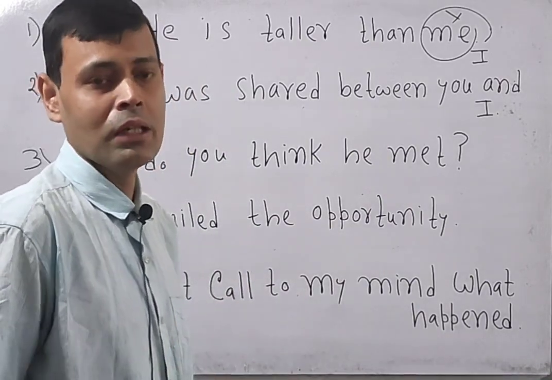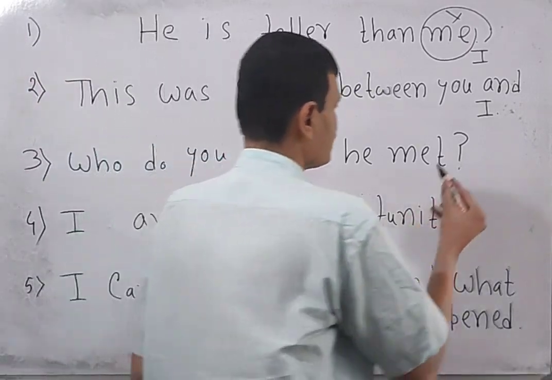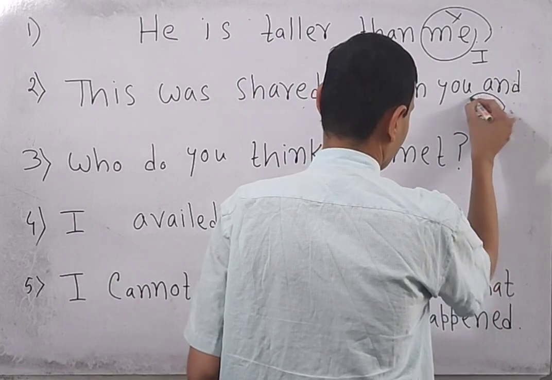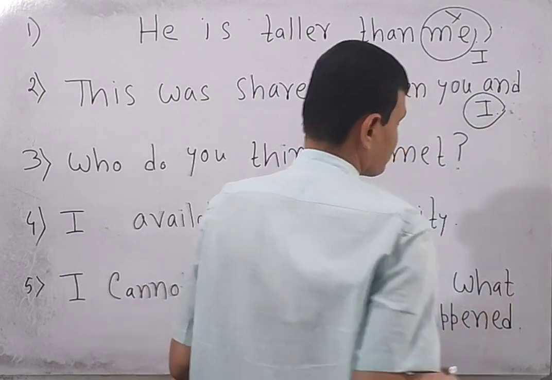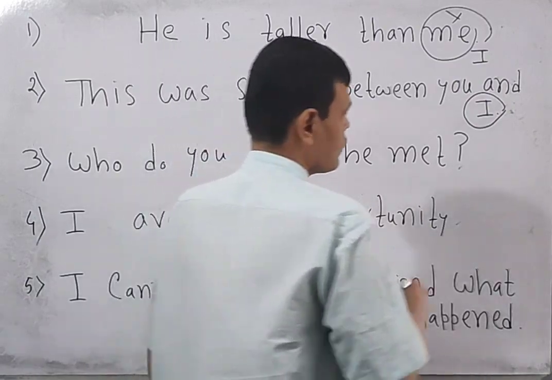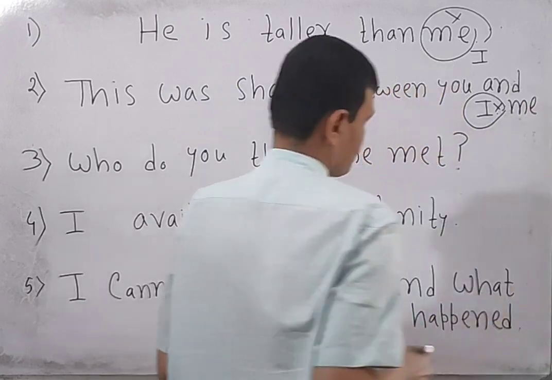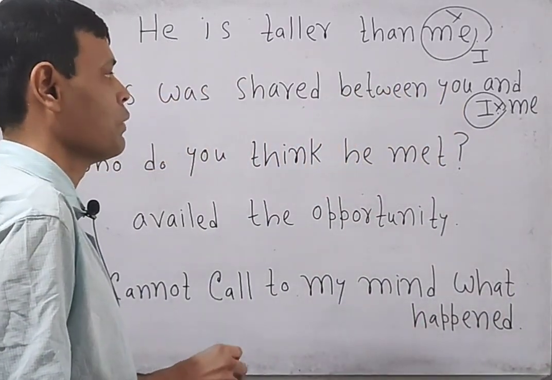I, me, mine, my. So, it is functioning here as object, but we have written the subject. So, it is incorrect. It should be in the objective form. That means between you and me.